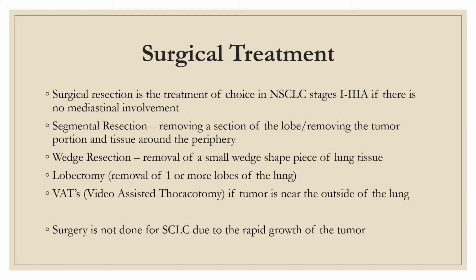So they can do a surgical resection. That's the treatment of choice for non-small cell lung cancer in stages 1 to 3A. And that's if there's no mediastinal involvement. So surgical resection. We then move on to a segmental resection. So that involves removing a section of the lobe, removing the tumor portion and the tissue around the periphery. And then moving on to a wedge resection, and it's a removal of a small wedge-shaped piece of lung tissue.